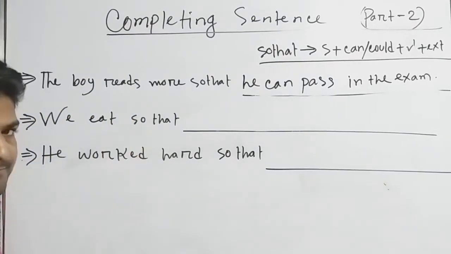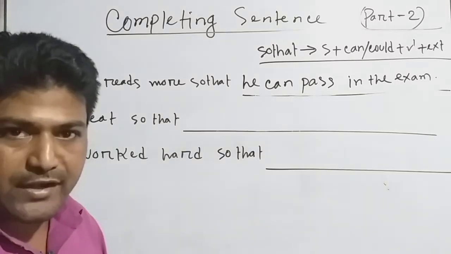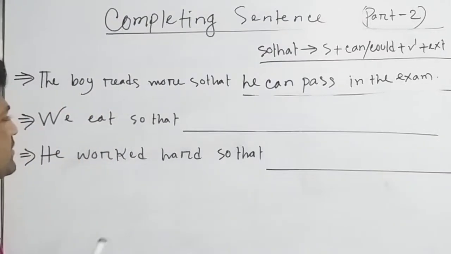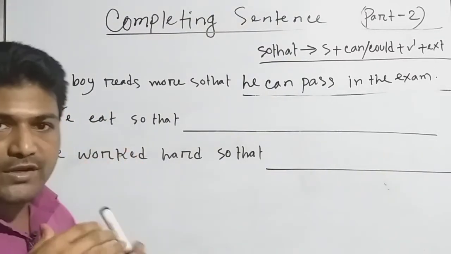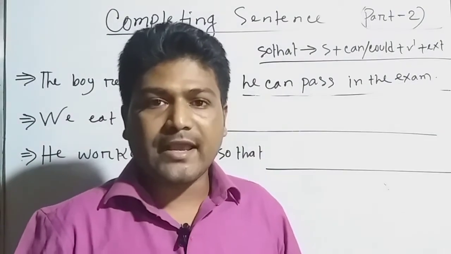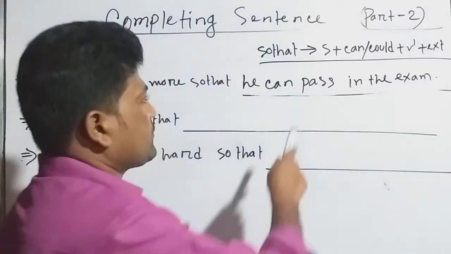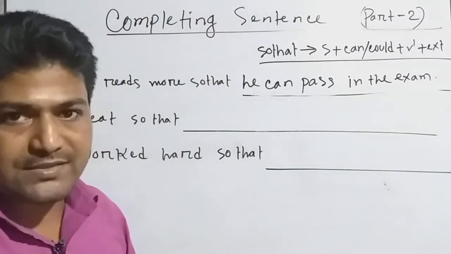We eat so that. What is the meaning of this sentence? You know the meaning, right? Okay, dear learners and viewers, we know there is a "so that". If there is "so that" in any kind of incomplete sentence, then you have to follow a definite rule, that is subject plus can or could plus verb number 1 plus extension.